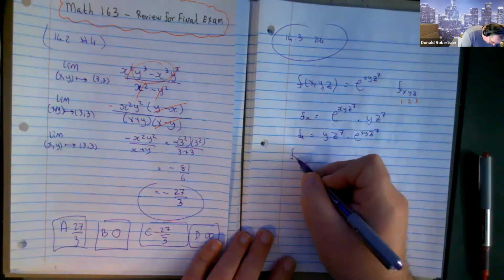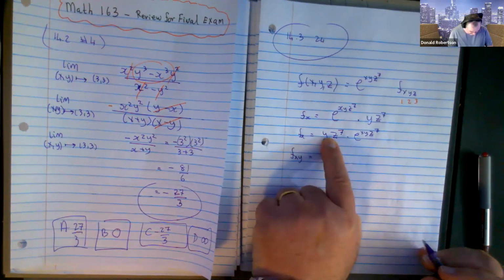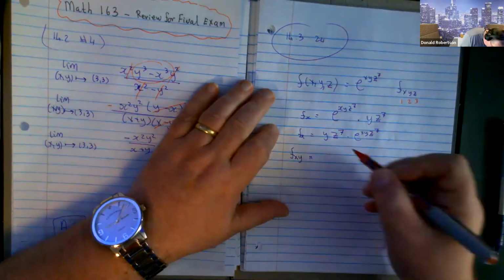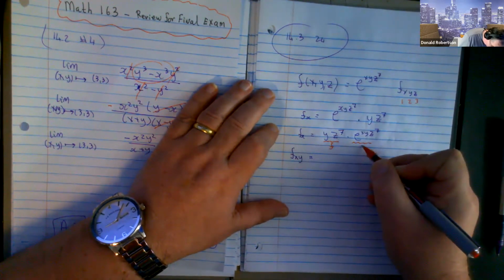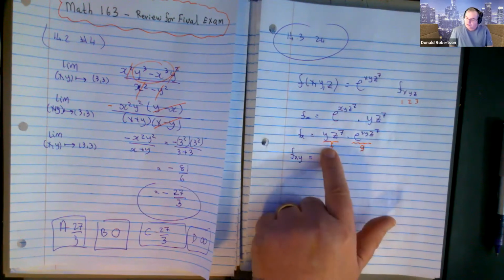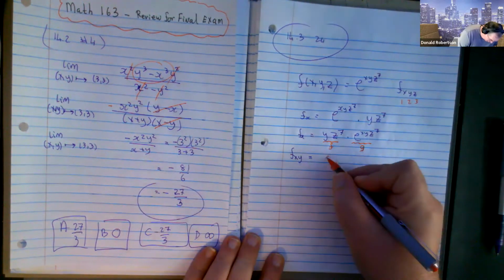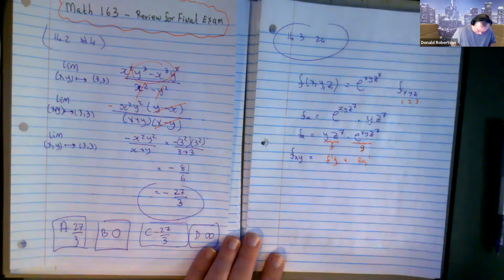Now, the second one is differentiate this with respect to y. But this guy contains a y, and so does this guy. So what I'm going to do here is a product rule. A partial derivative version of it, but it's still the product rule.